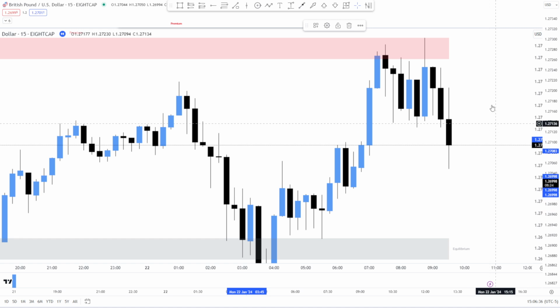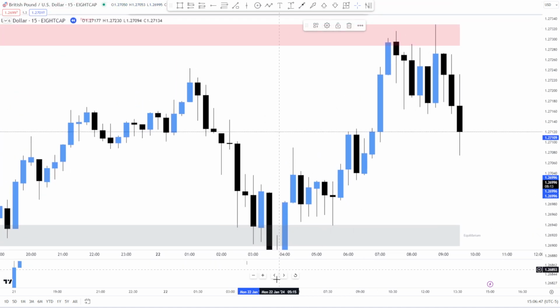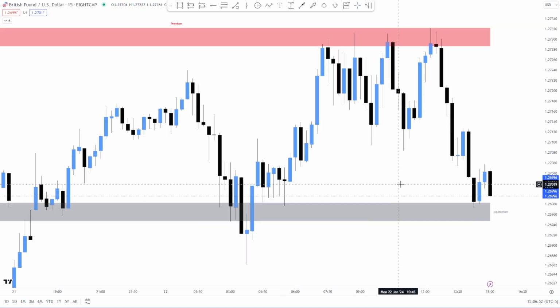So liquidity is resting up here. It's resting kind of down here. You've got internal range liquidity here as well. And then I can't really move the image, but you've got a candle down here where liquidity is as well. So I'm going to go ahead and just take this image off the chart.